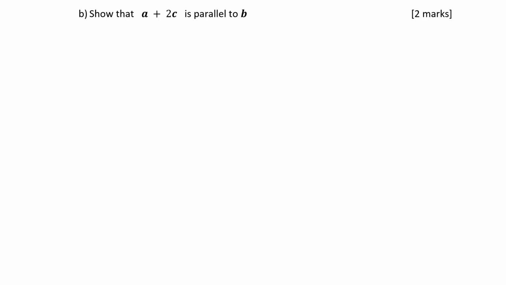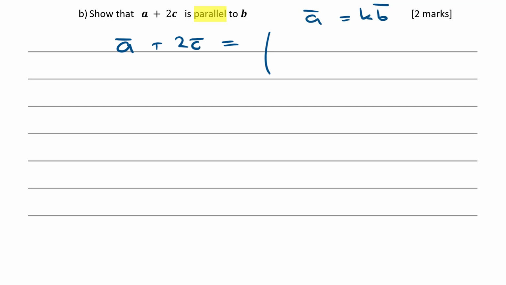Part B says, show that A plus 2C is parallel to B. To show that two vectors are parallel, you need to show that one is a multiple of the other. So let's add A and 2C together first and find out what we've got. What is A plus 2 lots of C? That's going to be my vector A, which is 6, -10, and I'm going to add on 2 lots of vector C, which is -4, 7.